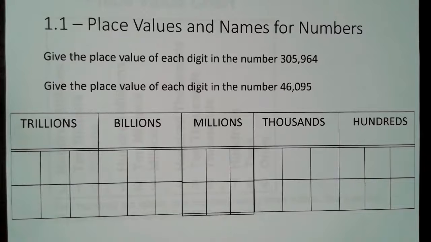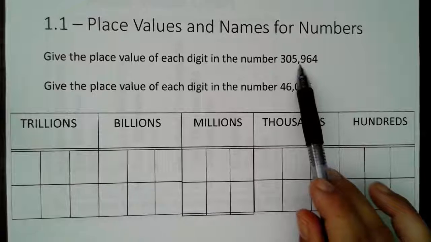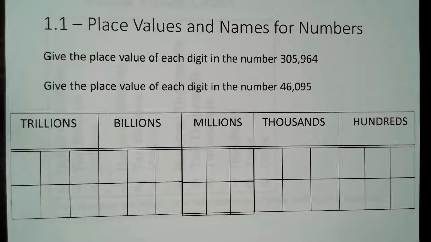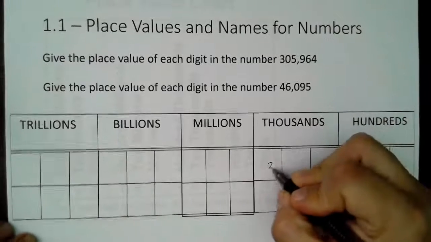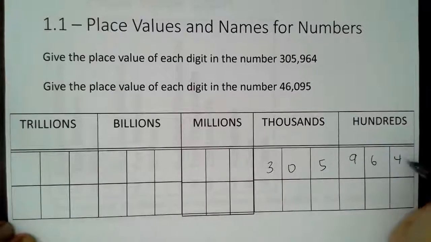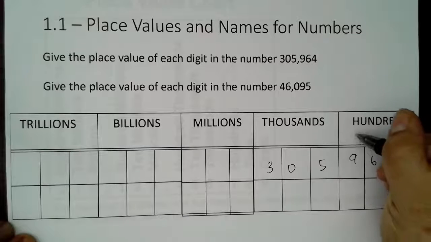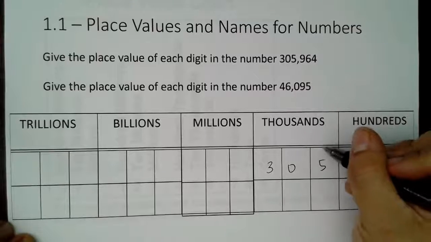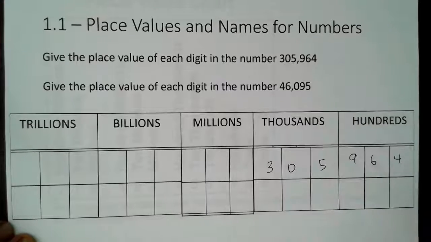So place values and names for numbers. An example would be, give the place value of each digit in the number 305,964. And we know that numbers have categories separated by commas: hundreds, thousands, millions, billions, and trillions. So in 305,964, this is the ones, the tens, the hundreds, and when you read this, you would say 964. And this is the thousands, 10,000s, 100,000s, okay?